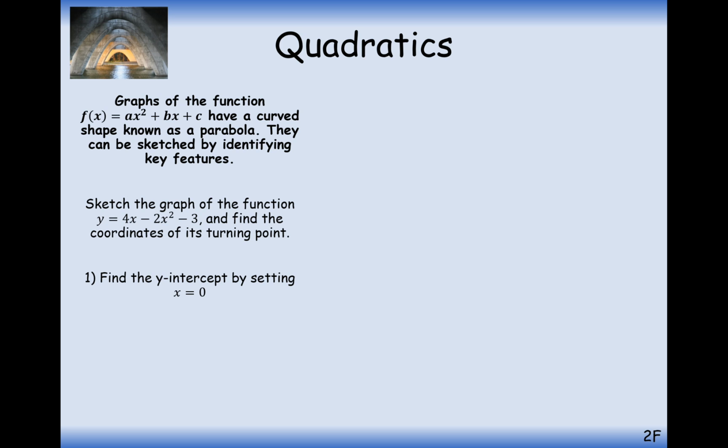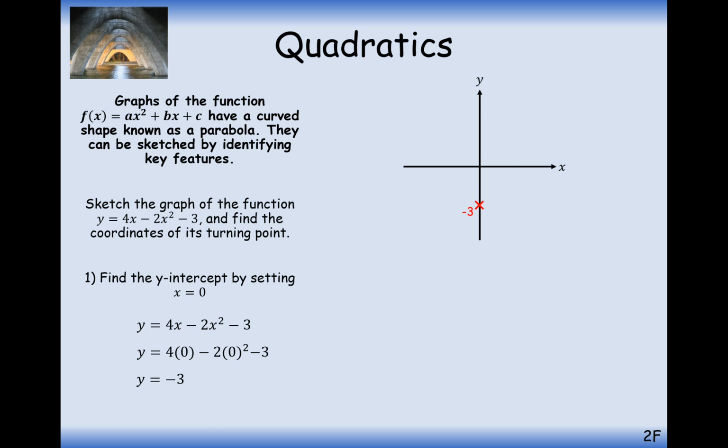Okay, a slightly more difficult question now. We're looking to do roughly the same thing, but with y equals 4x minus 2x squared minus 3. Let's start with the easy one first. When it crosses the y-axis, that's when x equals 0. So when x equals 0, we get y is minus 3.